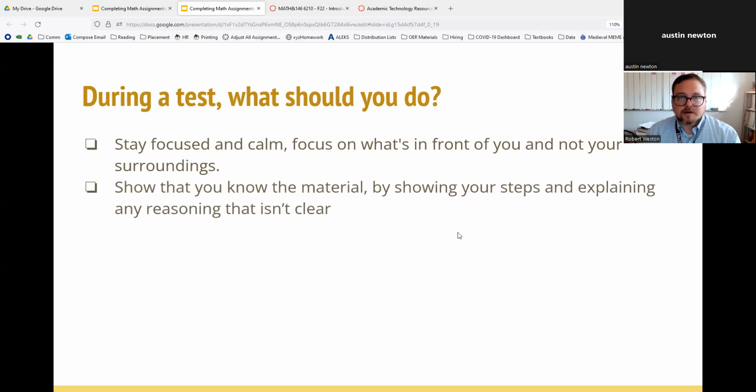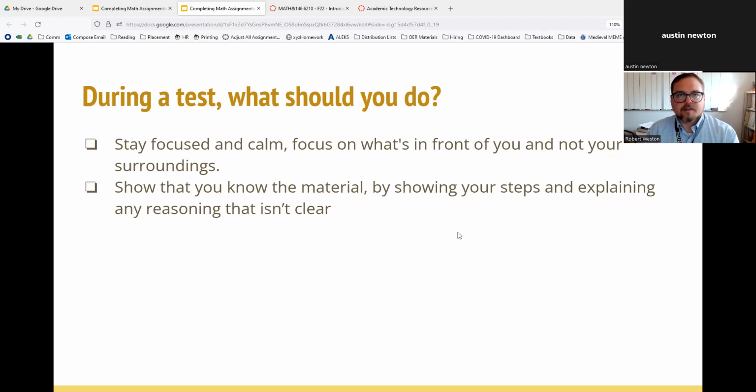Show that you know the material. Your faculty member cannot grade what you know. Your faculty member can grade what you write on the paper. That is a very different thing. And that requires not just knowing the material, but knowing how to write the material, the mathematical notation to indicate it, and knowing how to do that in the first place.